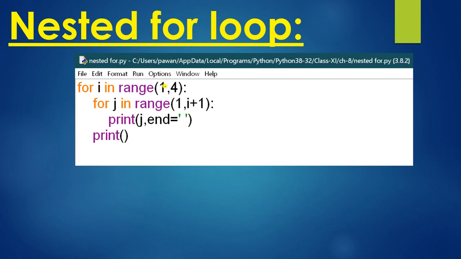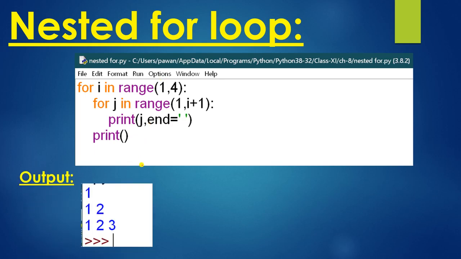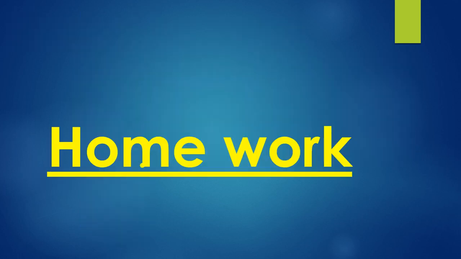Now the value of i will become 3. So here the loop will run 1 to 4, so it will run 1 to n minus 1, that is 1 to 3. Now the values will become 1, 2 and 3. Okay, so now the loop will get over, and what is the output? That is 1, then 1 2, then 1 2 3. Okay, I hope these two nested loops are clear to you.